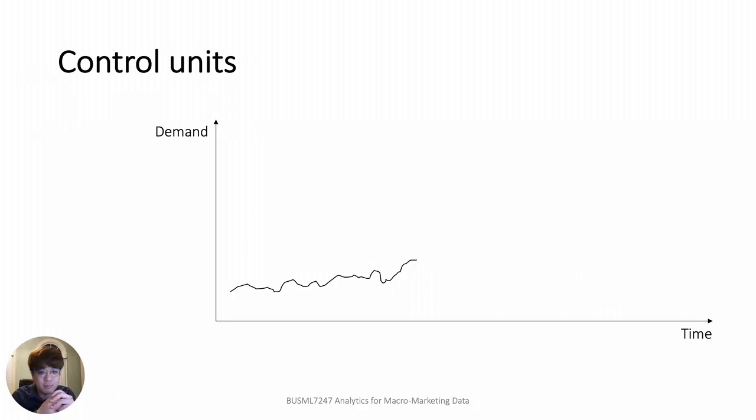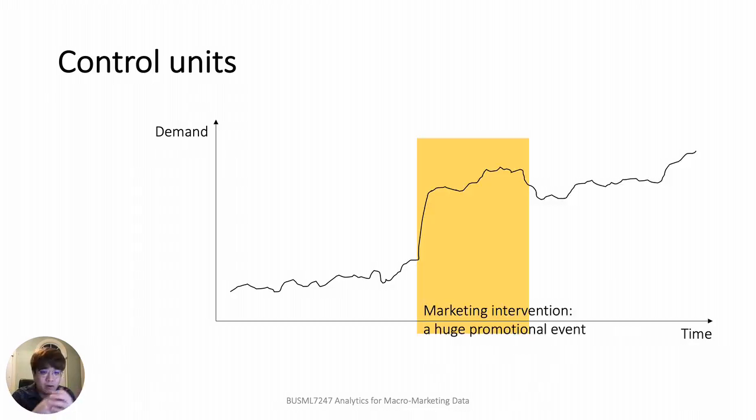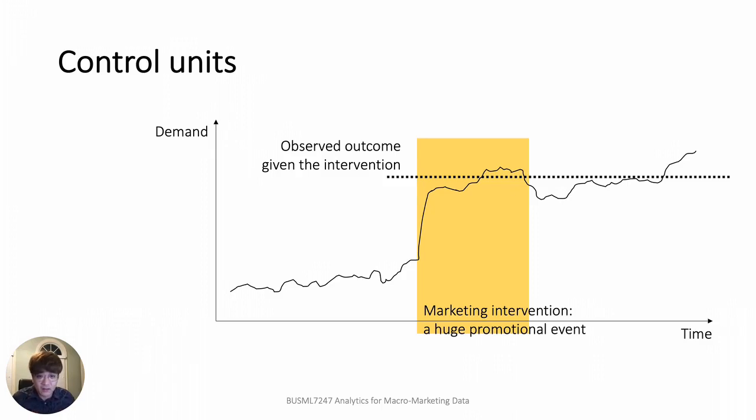Let's start with an example. There is a service that has been introduced worldwide, and demand for the service was steadily increasing in the US. One day, there was a marketing intervention of a huge promotional event. This intervention boosted up the demand for the service, resulting in a significant increase in the sales. This dotted line is the average demand after the intervention, which is the observed outcome given the intervention.